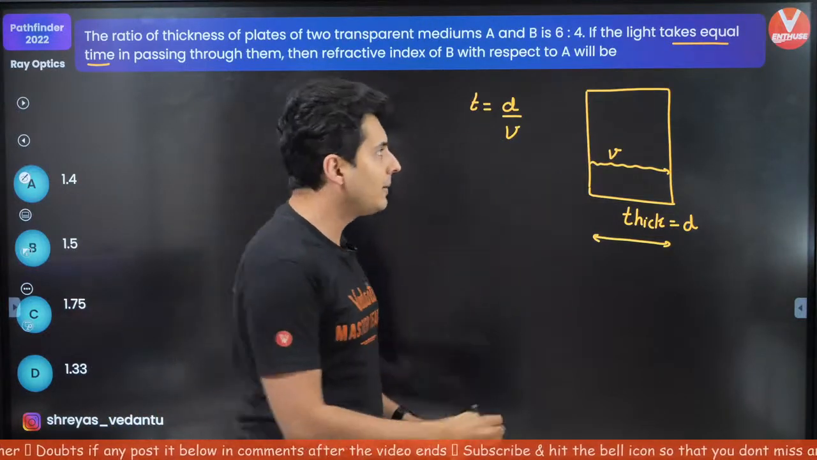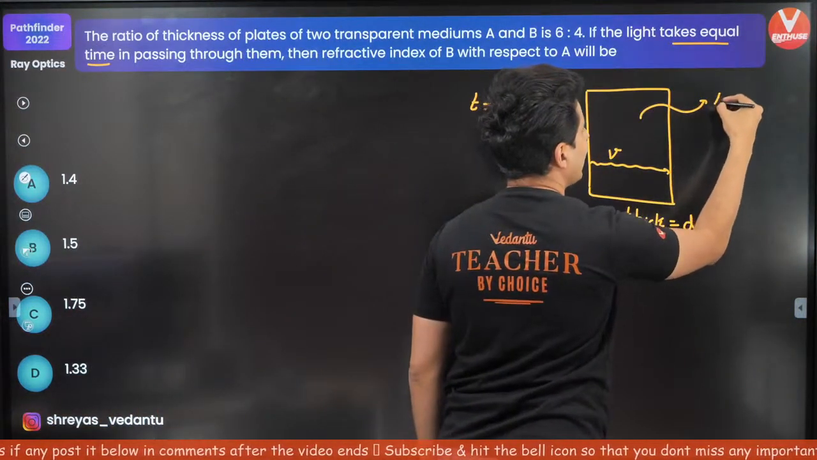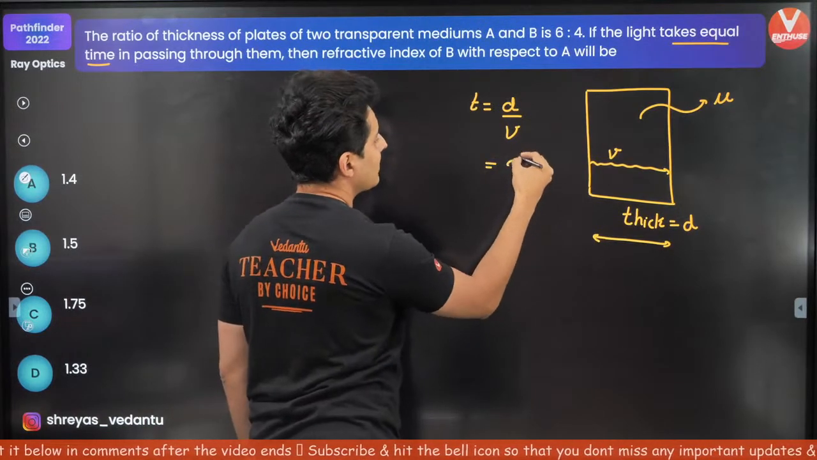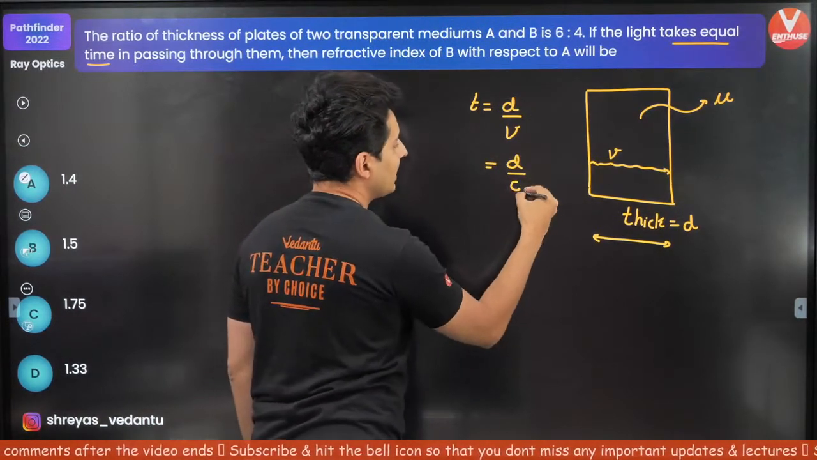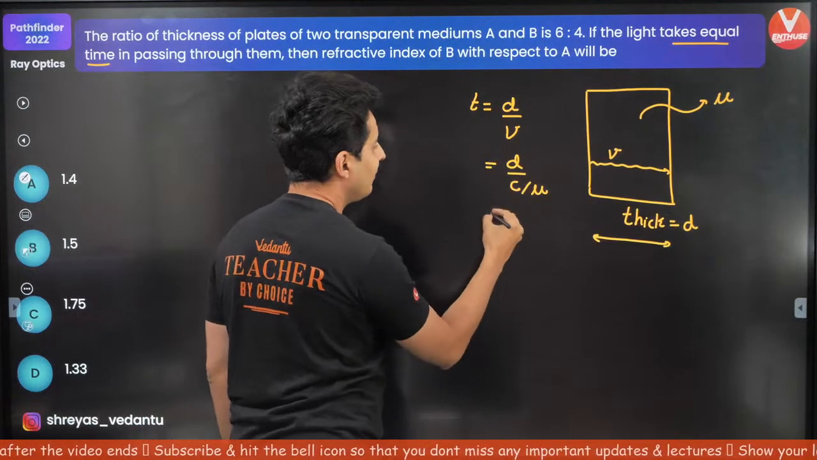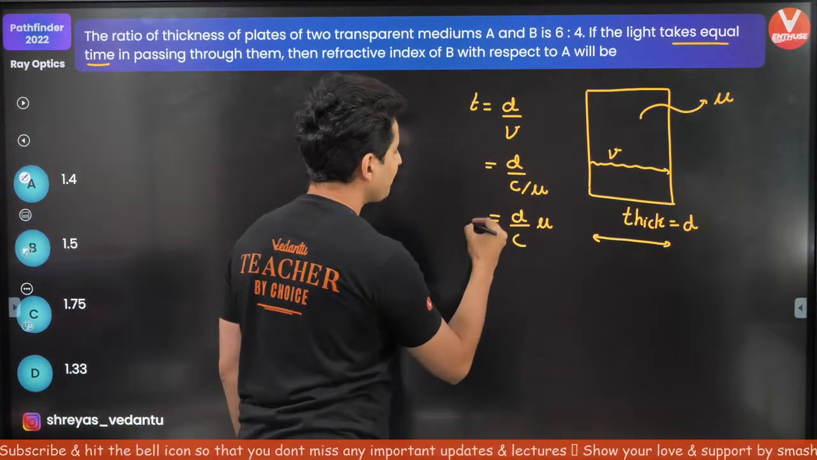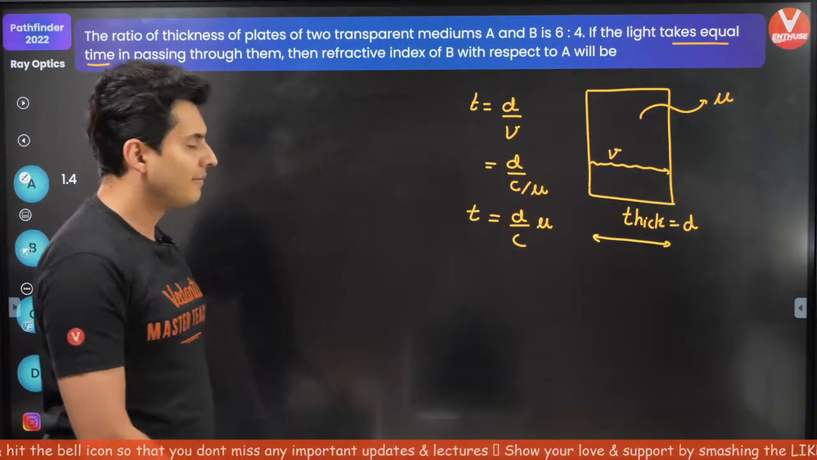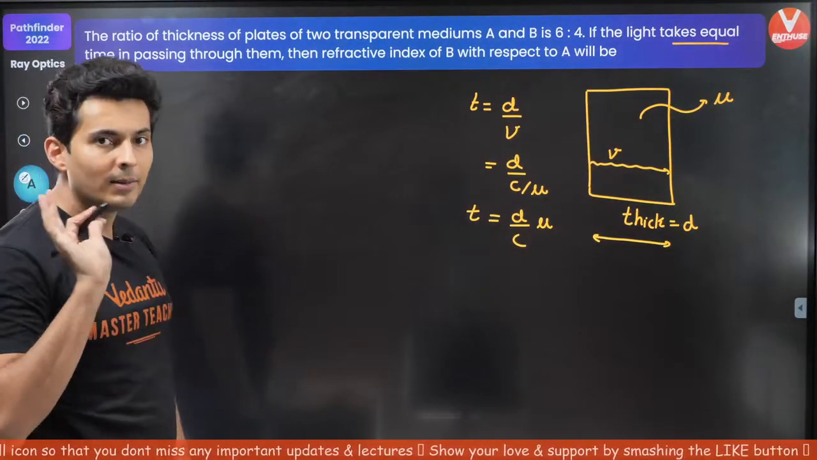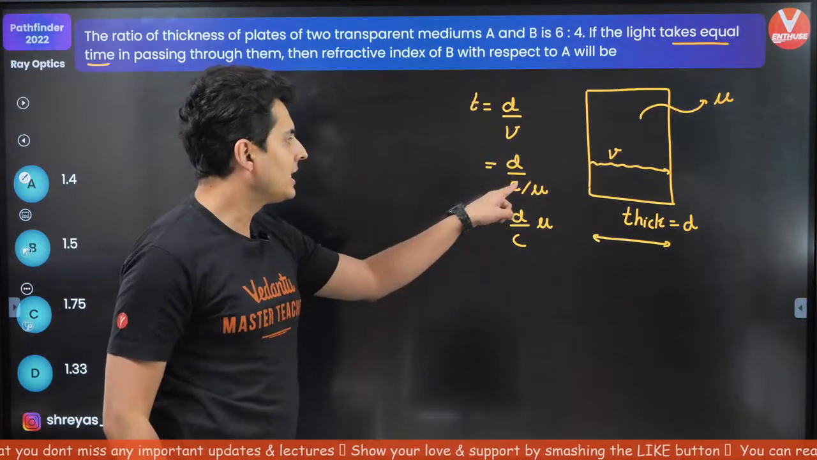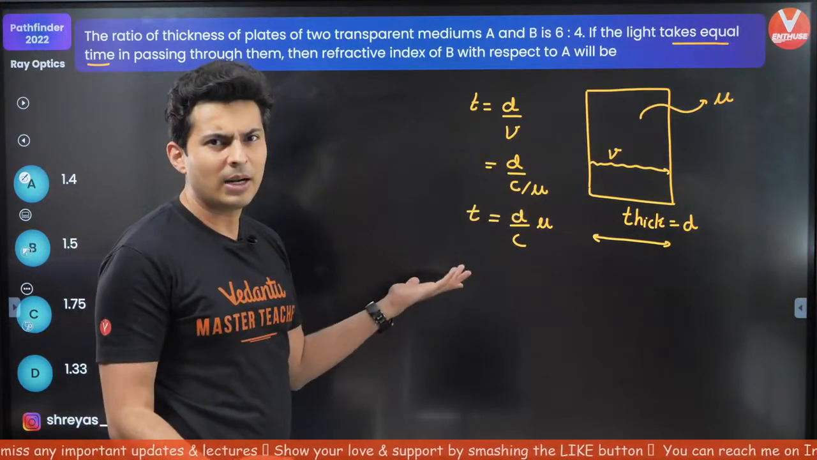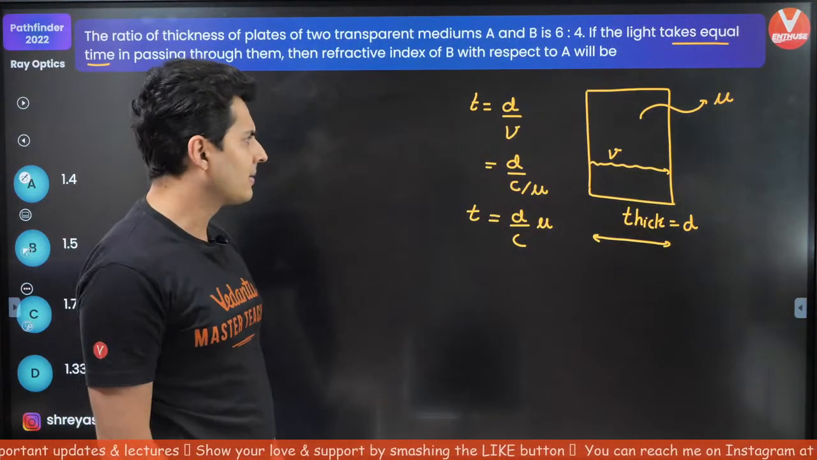So, if the medium over here has a refractive index mu, can I not say that V will be nothing but C divided by mu? Therefore, it will just become D by C into mu is equal to time. Fair enough, my warriors? Everybody agrees to this? All I have done is speed is nothing but C divided by mu. That's what we have seen.